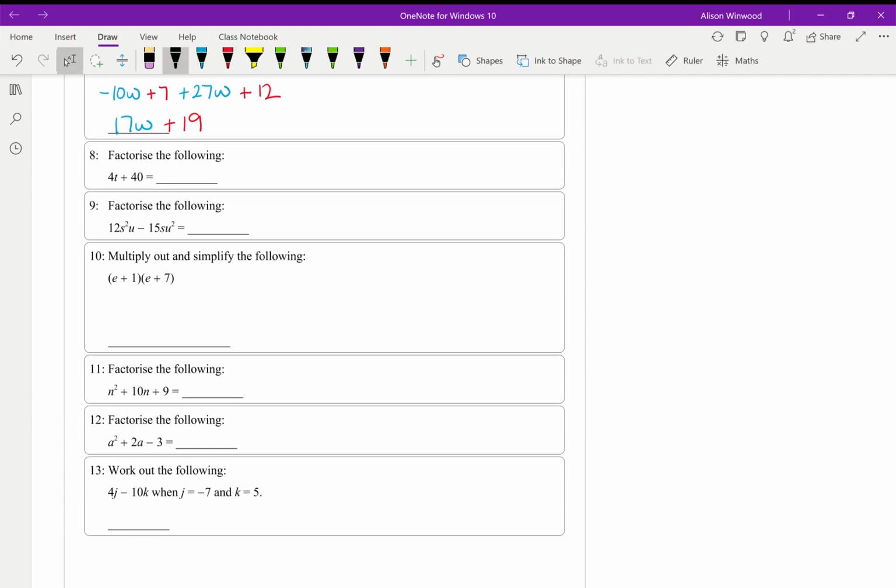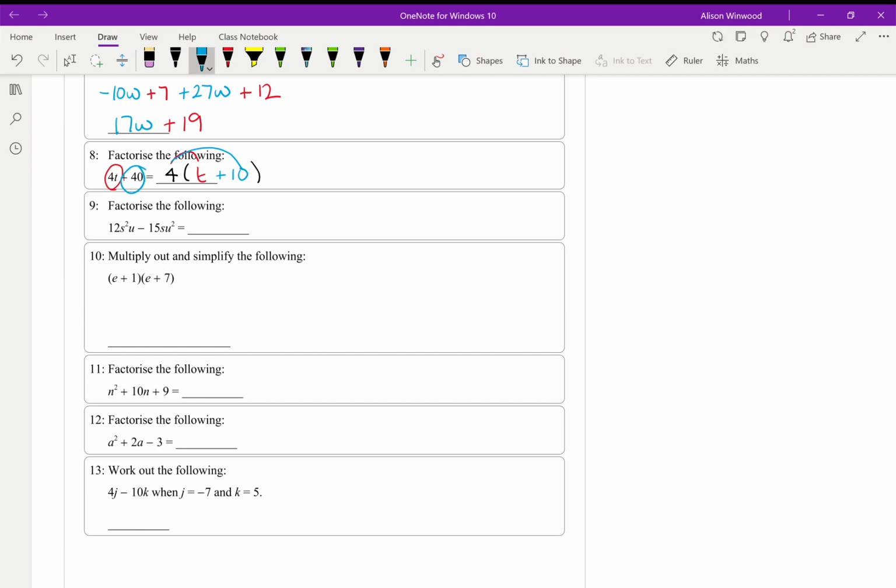To factorise, we want a number that divides both of them, so 4 is the highest common factor. 4 times t gives me 4t, and 4 times 10 gives me positive 40.